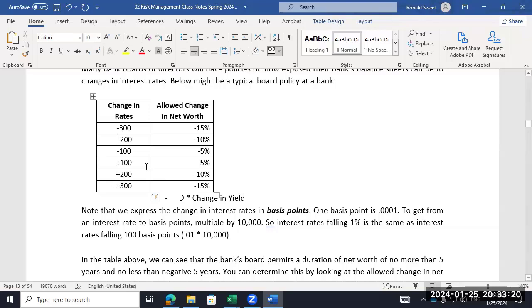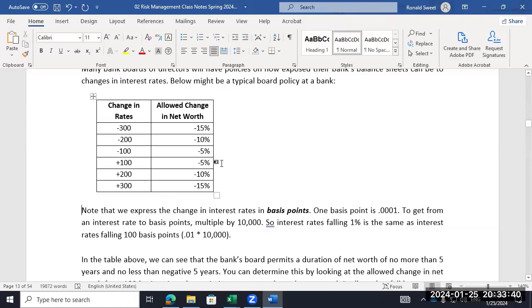Possibly. Back in 2020, do you think they had negative duration of net worth? I don't know. You think they were betting on rates rising back then? I was certainly betting on rates rising. I had negative duration in my portfolio, so I was betting. So, you know, what are banks doing?